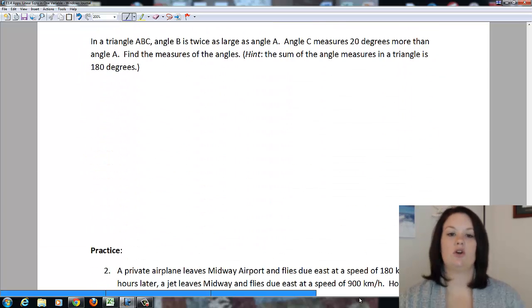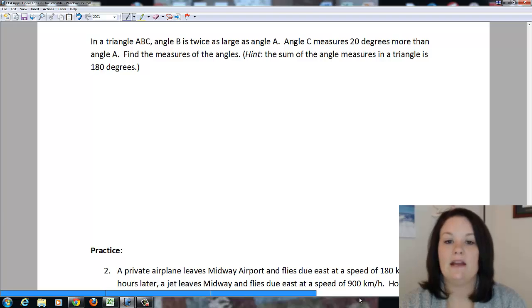This one says, in a triangle ABC, angle B is twice as large as angle A. Angle C measures 20 degrees more than angle A. Find the measures of the angles. Hint: the sum of the angle measures in a triangle is 180 degrees.